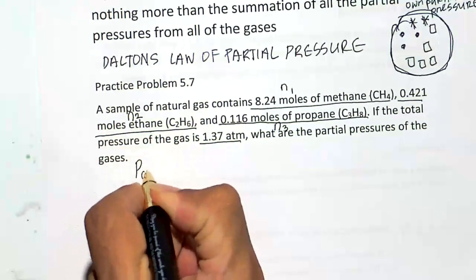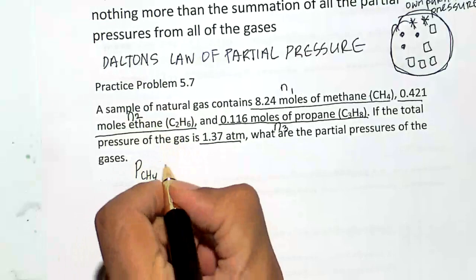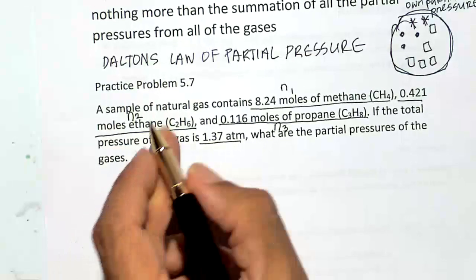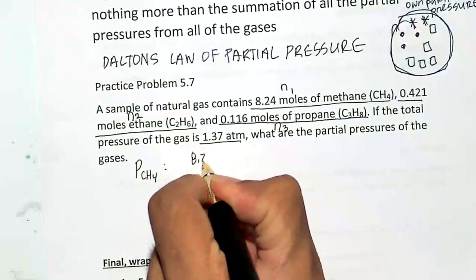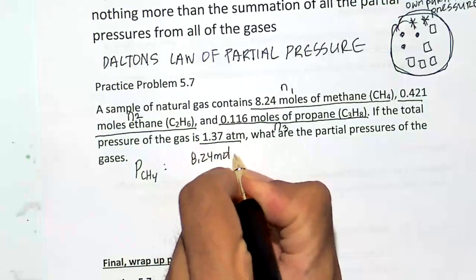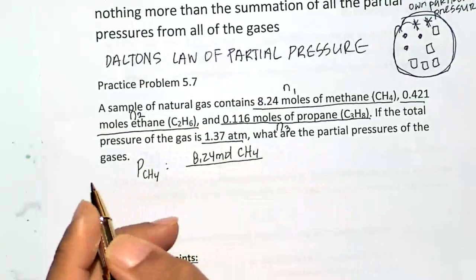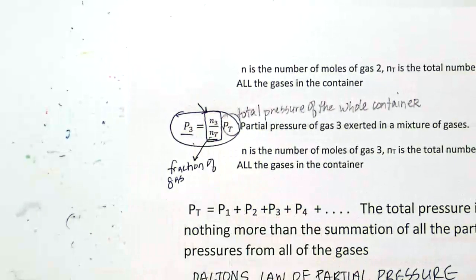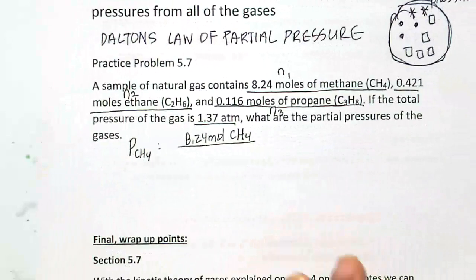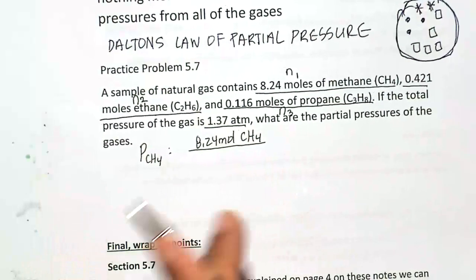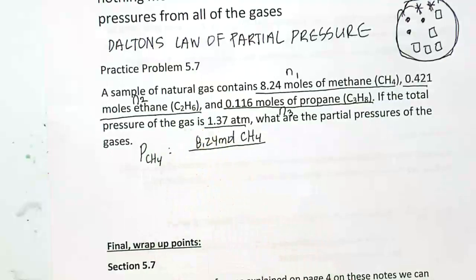All right, we'll do the partial pressure of CH4, which is methane. The P stands for pressure. We've got 8.24 moles of methane. What's the total number of moles? The total number of moles is, what's 8.24 plus 0.421 plus 0.116?